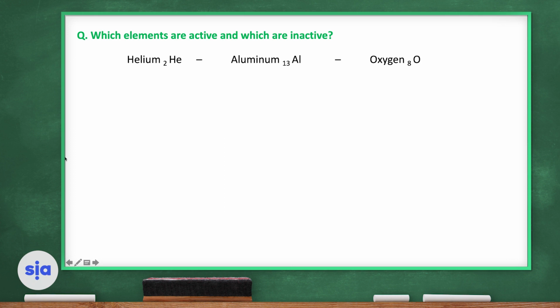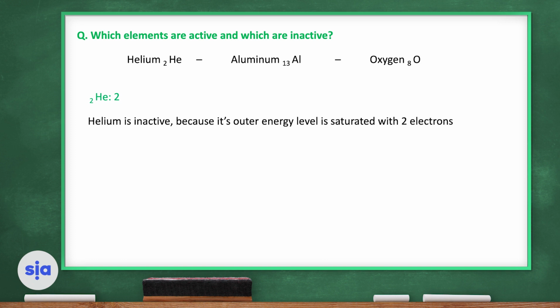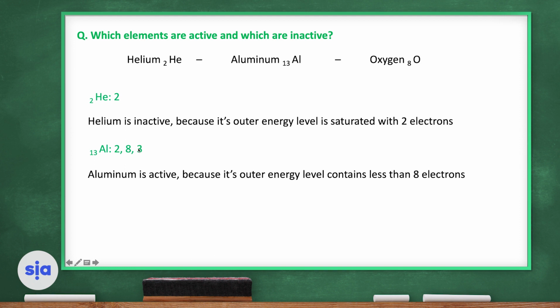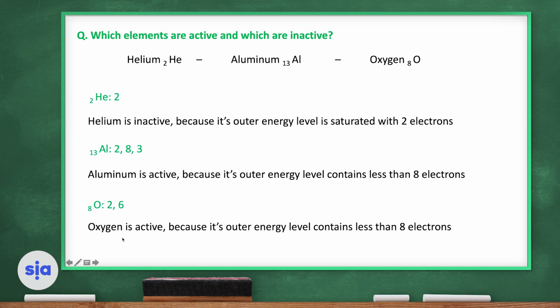Helium, aluminum, and oxygen. Helium atomic number is 2. Therefore, it has 2 electrons in one energy level, the K. So this means that the K is saturated. So this gas is inactive. It is inert. Aluminum with 13 electrons, 2 in the first energy level, 8 in the second, and 3 in the last one. Note that 3 electrons are present in the outermost energy level, less than 8. So that is why aluminum is active. Oxygen, 8 electrons, 2 in the first energy level, K, and 6 in the second energy level. Again, 6 electrons, less than 8, so it's active.